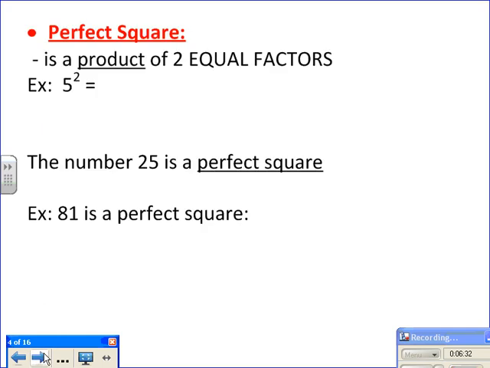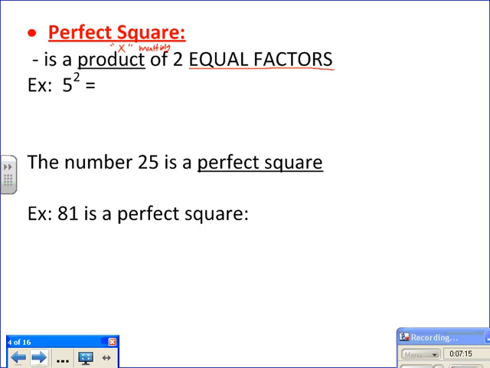Okay, so let's carry on now and start talking about squares and square roots. A perfect square is the product, or the number that you get, when you multiply one factor by itself. The word product means that if you multiply two numbers, the answer is a product. So if I multiply a number by another number, I get a product. And a perfect square is the product of two equal factors, a number or factor multiplied by itself.